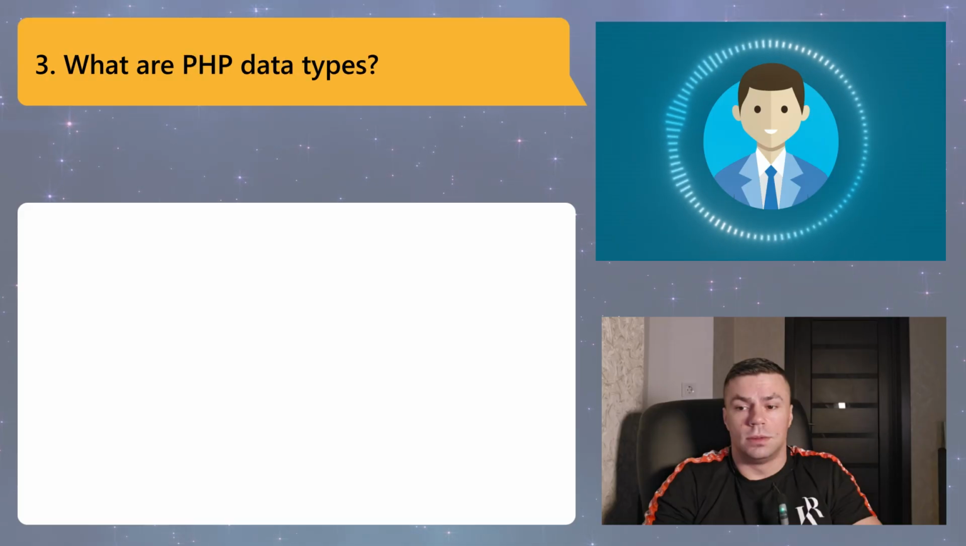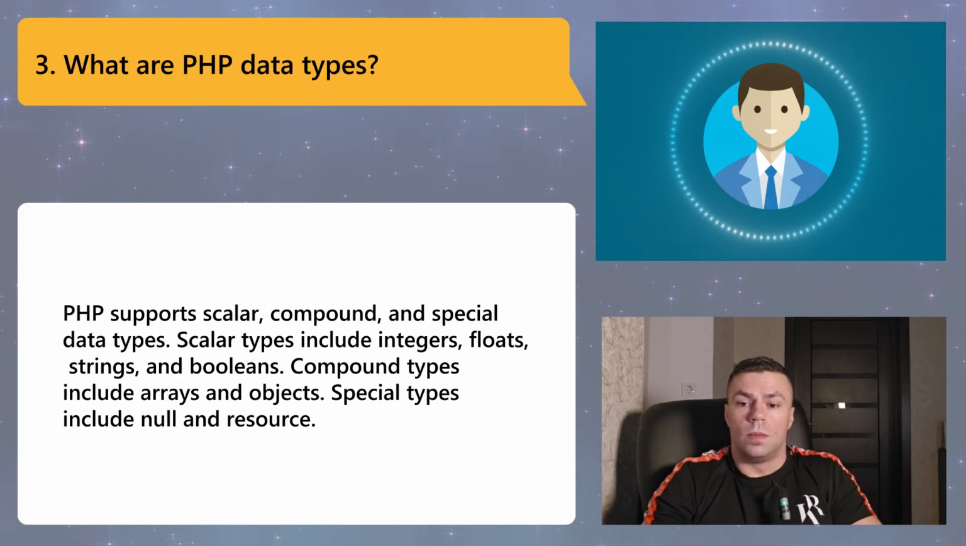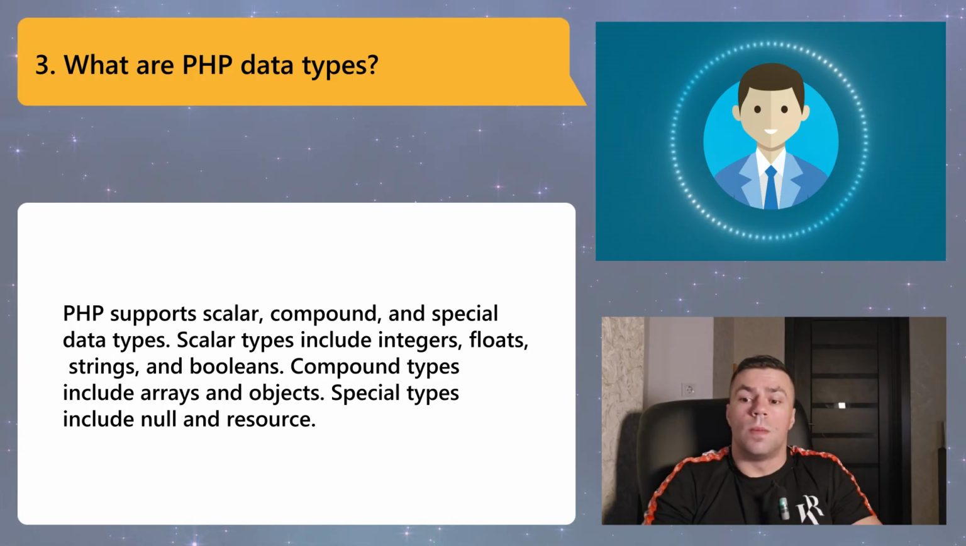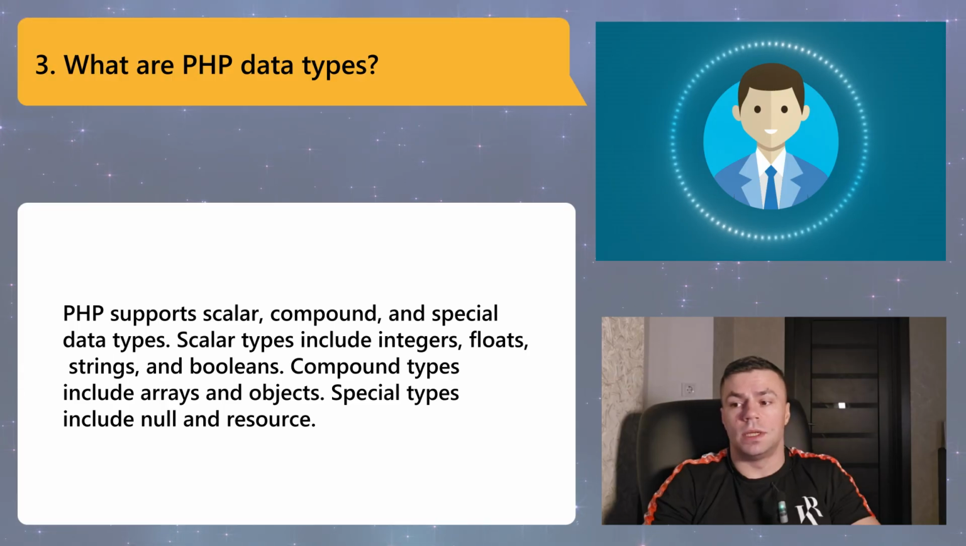What are PHP data types? PHP supports scalar, compound, and special data types. Scalar types include integers, floats, strings, and booleans. Compound types include arrays and objects. Special types include null and resource.